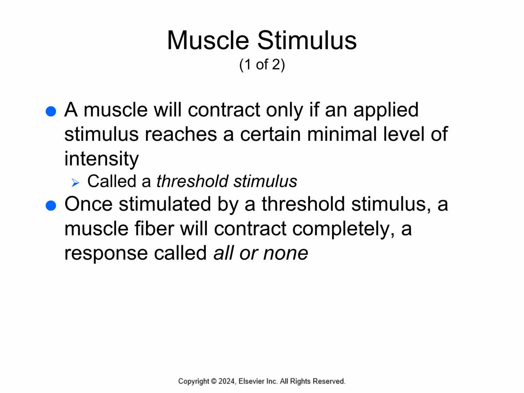A muscle will contract only if the applied stimulus reaches a certain minimum level of intensity. So with this motor neuron, there's a threshold stimulus. If it reaches that threshold stimulus, you're going to have a contraction. Once stimulated by a threshold stimulus, a muscle fiber will contract completely, and the response is either all or none. It either has to go ahead and contract, or if not, it's not going to contract. So that's where the neuromuscular junction comes in. If that electricity is strong enough, it's either going to contract or not. That's your threshold stimulus.